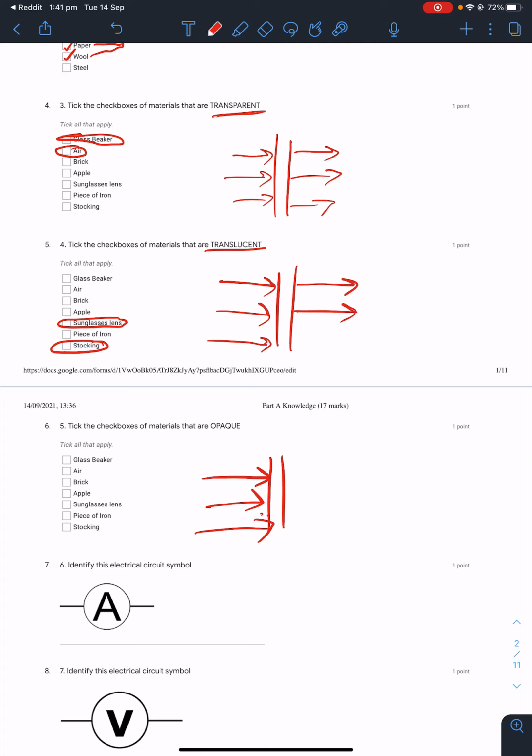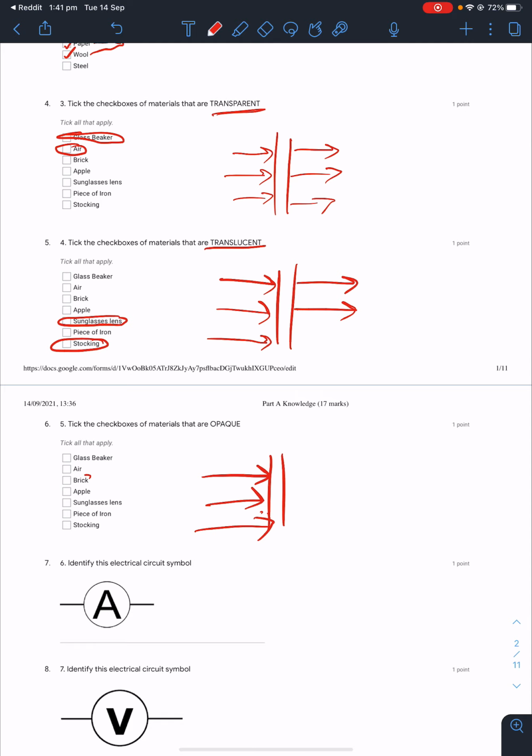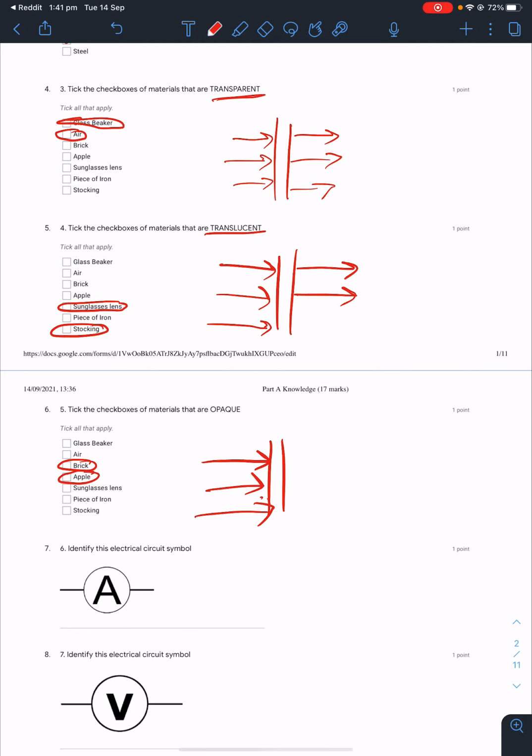Now, the opaque things block all of the light, so hopefully you can pick out the brick. Can't see through a brick. An apple. No light makes it through an apple. And also a piece of iron. No light makes it through a piece of iron.